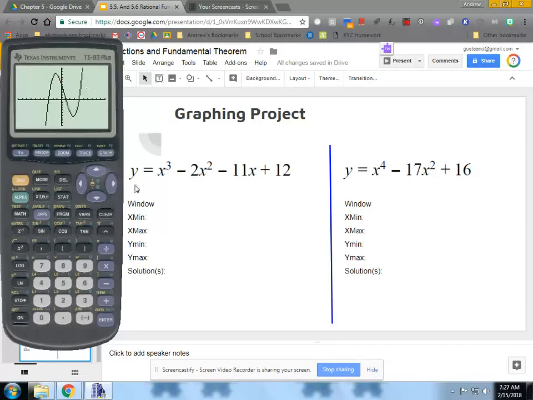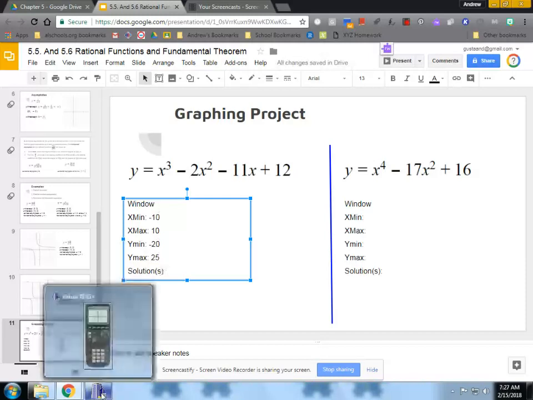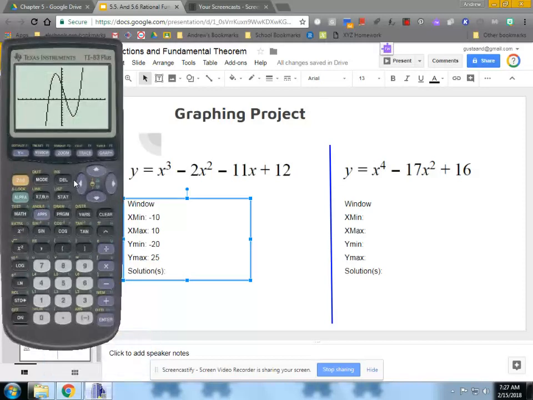All right, so I've got my window then. My x min was negative 10. My x maximum was 10. My y minimum was negative 20. My y maximum was 25. So setting the window, that'll be part of the assignment or the project, and then finding the zeros.